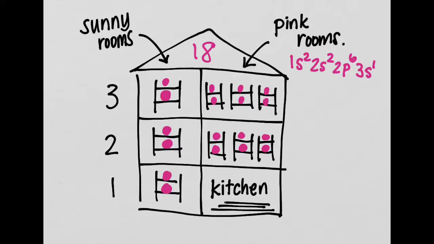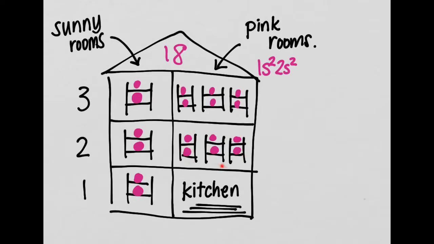All right, let's rewrite that manager code from the very beginning. 1S2, 2S2, 2P6, 3S2, 3P6. All right, 1S2, 2S2, 2P6, 3S2, 3P6.